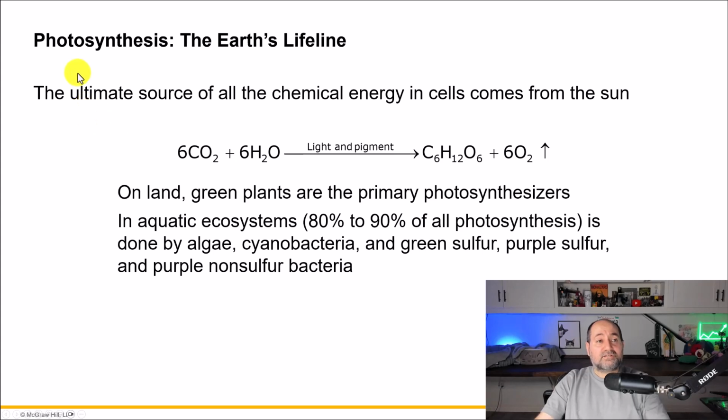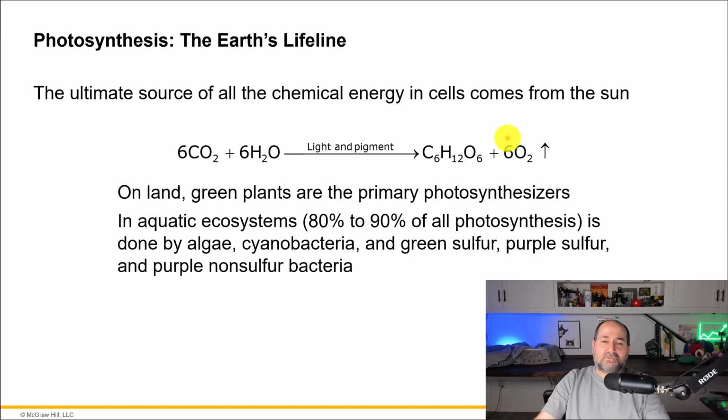So photosynthesis is a super important process on the planet. This is responsible for oxygen on the planet. In aquatic ecosystems, 80 to 90% of all photosynthesis is done by these little algae, the cyanobacteria, green sulfur bacteria, purple sulfur bacteria, and even purple non-sulfur bacteria. And that means that they're producing oxygen. They're producing oxygen for us to breathe.